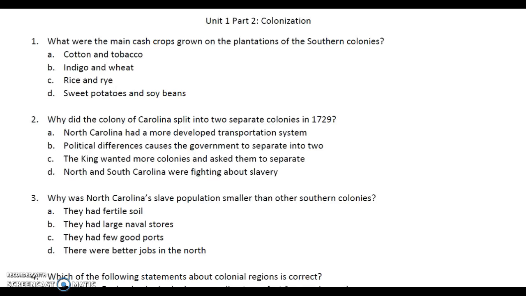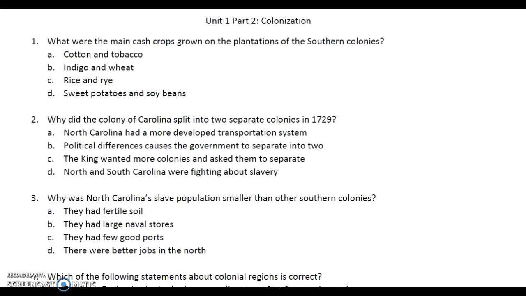Number 2. Why did the colony of Carolina split into two separate colonies in 1729? A. North Carolina had a more developed transportation system. B. Political differences caused the government to separate into two. C. The king wanted more colonies and asked them to separate. D. North and South Carolina were fighting about slavery.